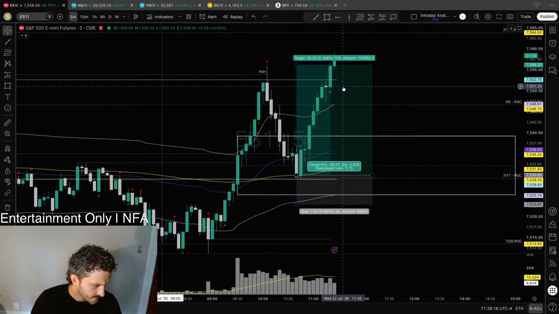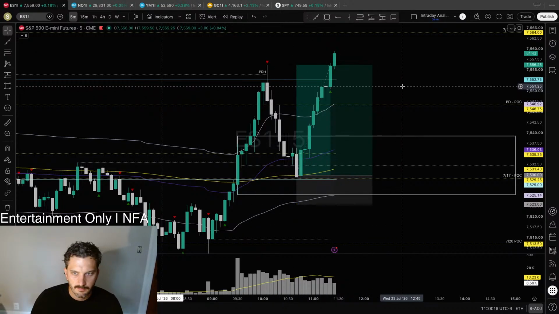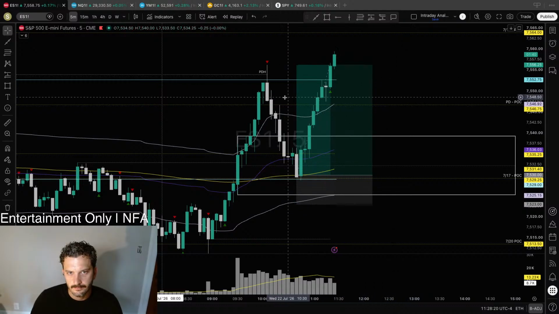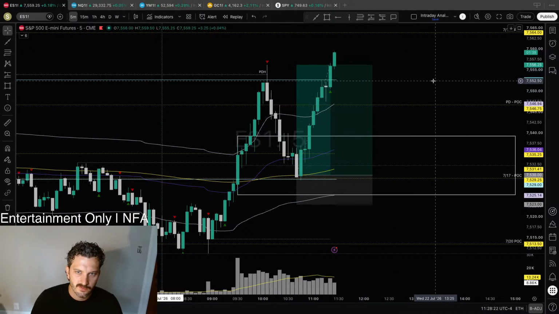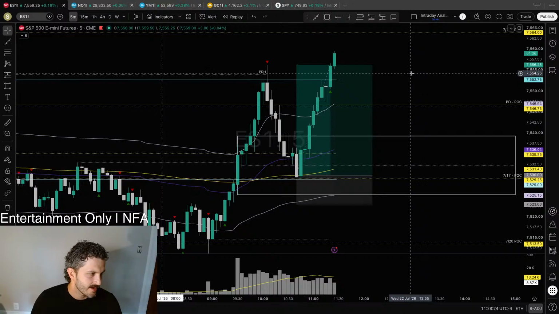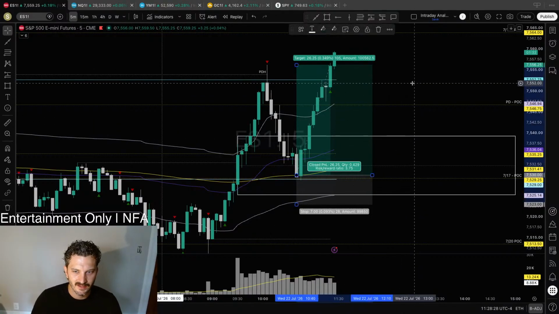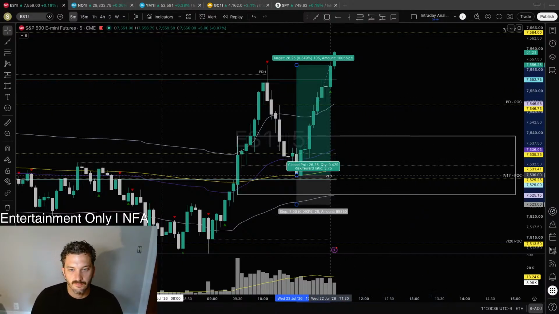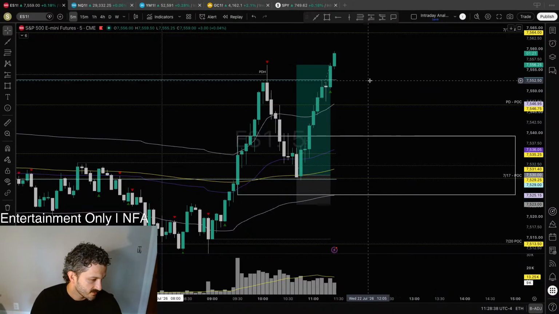But I don't know. I was nervous taking longs because we took previous day high and then had that strong sell off back into the opening range. So yeah, I don't know. It was tricky. I don't know if anyone else caught. Did anyone catch those longs?